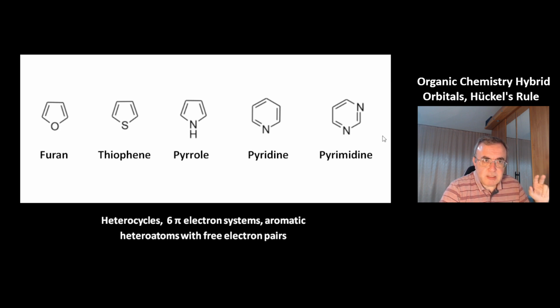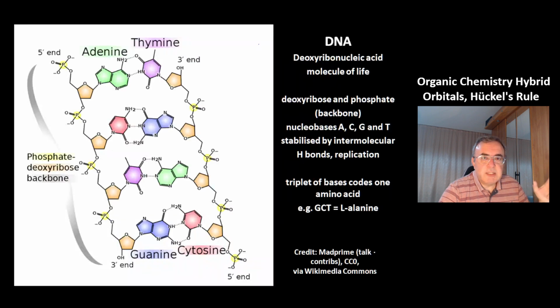And nature makes use of these molecules. Here's one example, that's the molecule DNA, deoxyribonucleic acid. That's a molecule of life. It has 3 components. That's deoxyribose and phosphate. They make the backbone of this molecule.